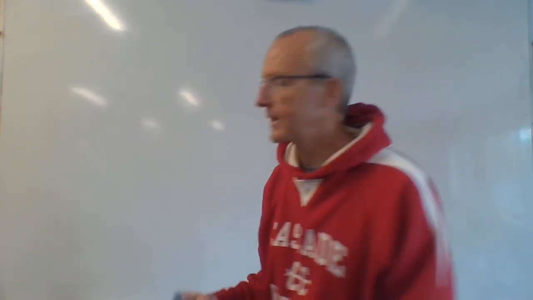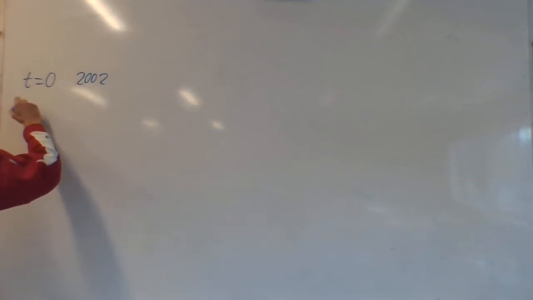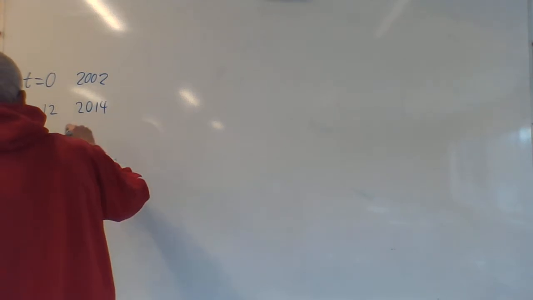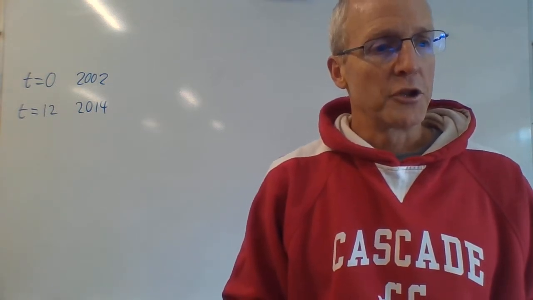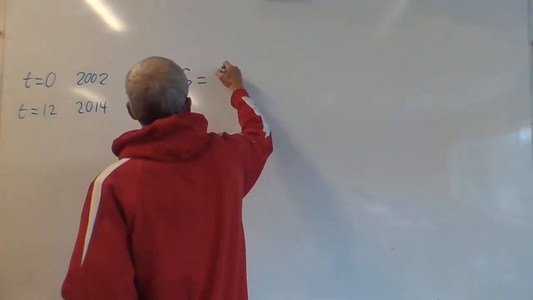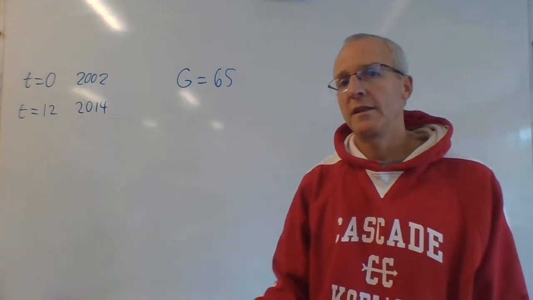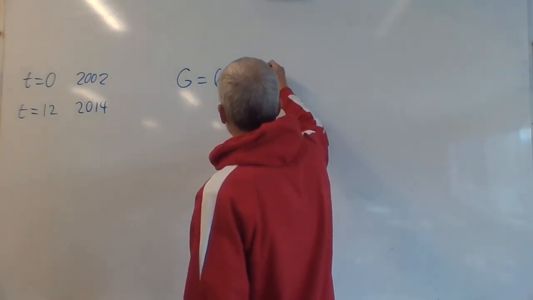Okay, so the good thing here is I gave you the starting numbers in 2002. So let's call 2002 time 0. So t equals 0 in 2002, and 2014 is t equals 12. At t equals 0, the population of Germany was 65 million. So let's call it G for Germany. Do we want to use b to the t, or do we want to use e to the rt? Doesn't really matter. I'm going to use b to the t.